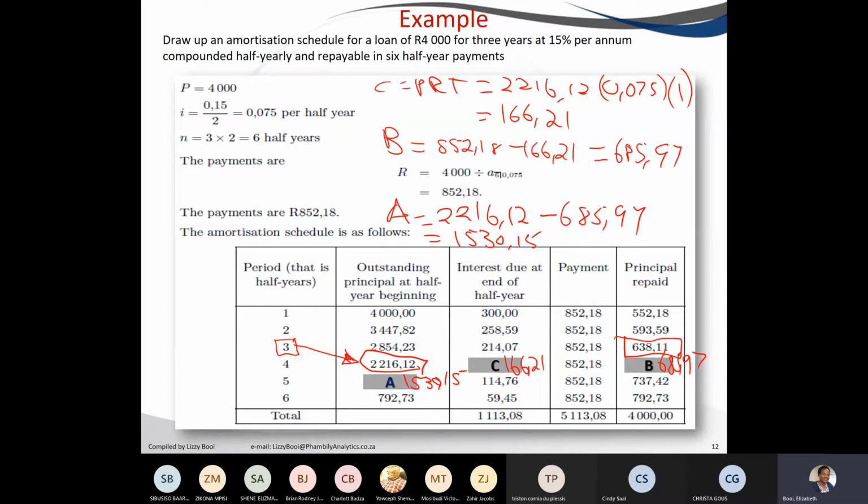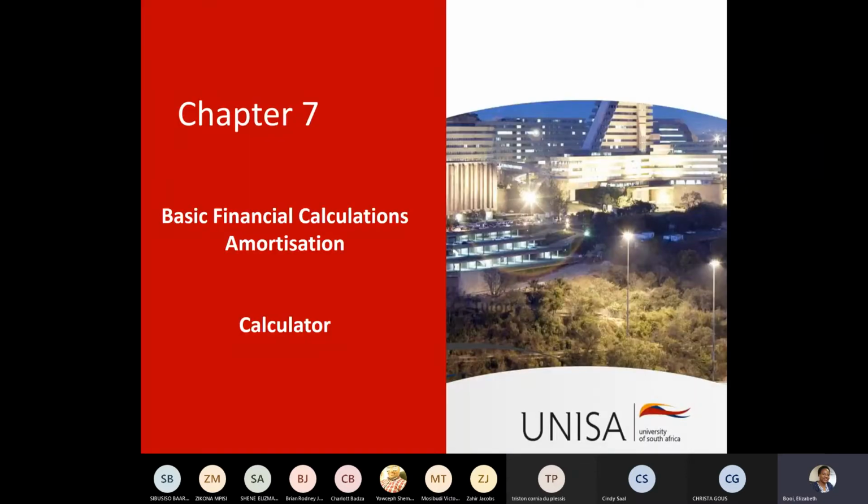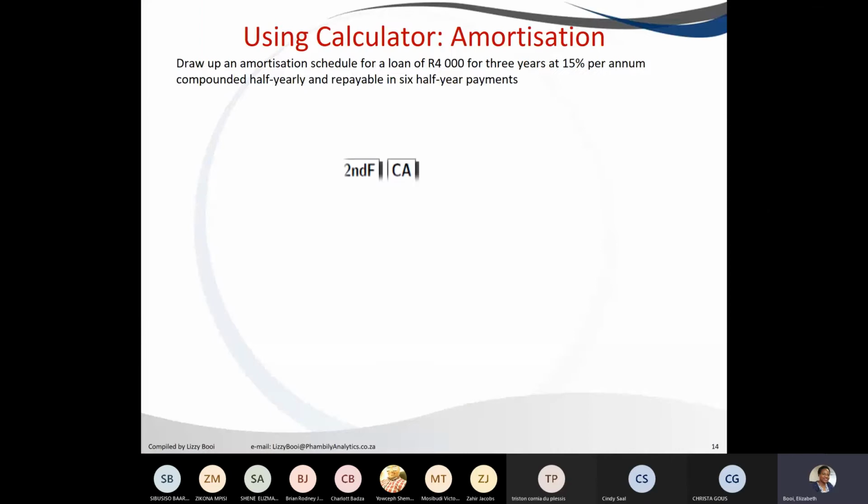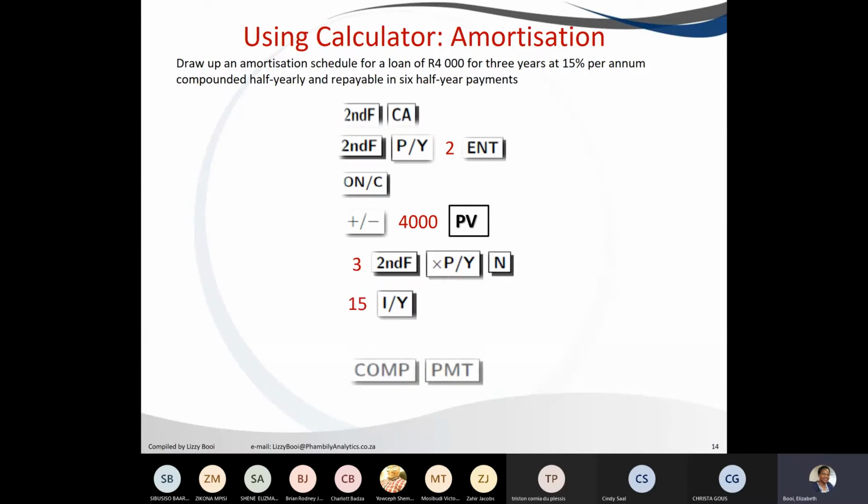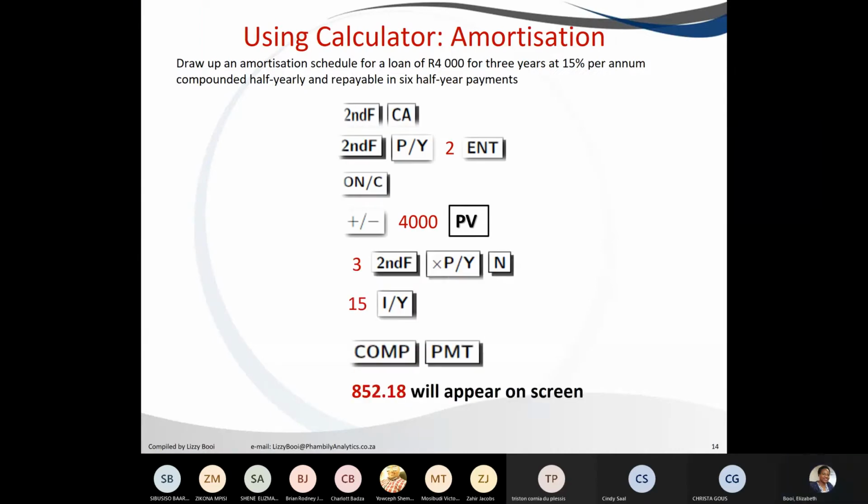But those who have a financial calculator, the steps are easy. So remember, you would have calculated the payment. We did all the steps. So if you didn't do the steps, please quickly calculate the step. I'm going to give you some time. So make sure that you complete all the steps.